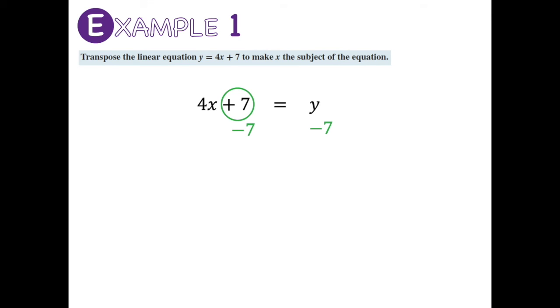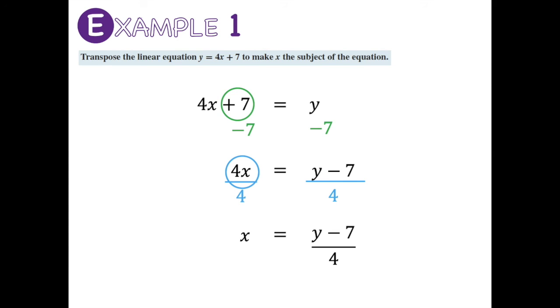So I need to subtract 7 from both sides. On my left-hand side, I'm going to be left with 4x, and on my right-hand side, it's going to be y minus 7. So that was my first step. My second step is going to be look at 4x, and at the moment I'm multiplying x by 4. The opposite of multiplying by 4 is going to be divide by 4. So to keep my equation balanced, I want to divide by 4 on both sides. So that leaves me with x on my left-hand side is equal to y minus 7, divided by 4. So that is an example of how I can transpose an equation.